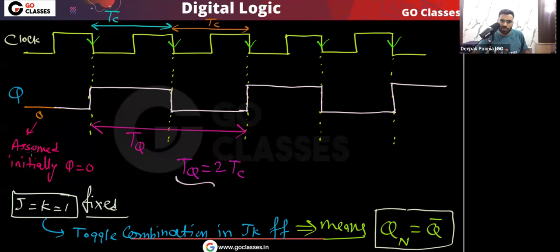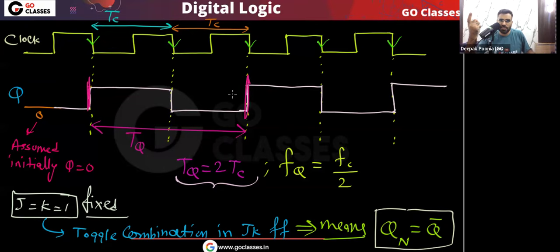And you already know that frequency is 1 by T. Yes or no? So I can easily say that the frequency of the Q output waveform will be half of the frequency of the clock signal. Very simple. Remember, frequency basically tells you how fast the signal is changing. If frequency is more, then the signal is changing very fast. And here you can see that this Q output signal is changing very slowly.